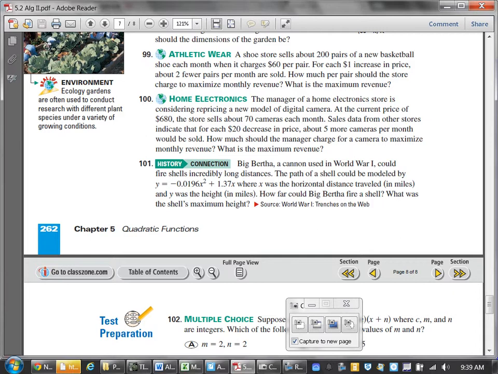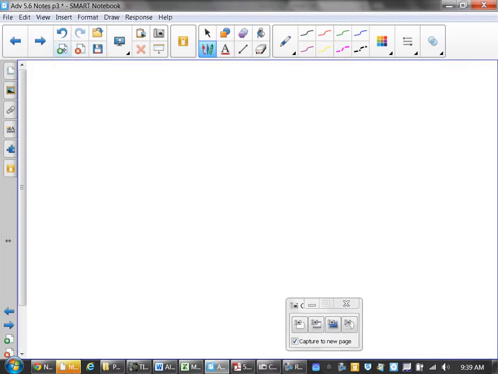Next one, you were told that the price is $680. You sell 70 cameras. So right off the bat, you know that your two numbers you're going to work with in the parentheses are 680 and 70. Everybody okay with that? So I know that I'll have 680. And what was the other one?